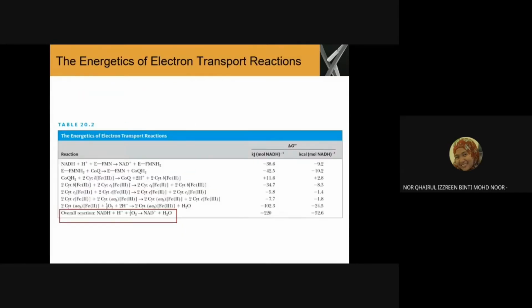So the overall reaction is here, NADH plus H plus, which give electrons to complex number one, and then this is at complex number four.